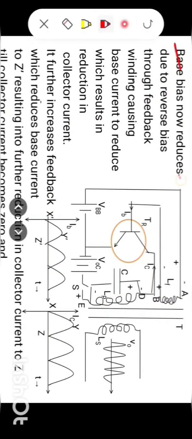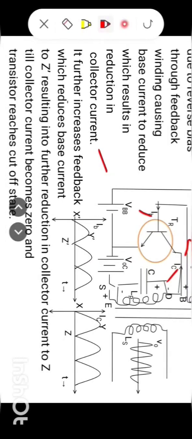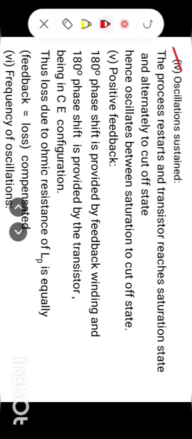Base bias now reduces due to reverse bias through the feedback winding, causing base current to reduce, which results in reduction of collector current. It further increases feedback, which reduces base current to Z dash, resulting in further reduction in collector current to Z, till collector current becomes 0. Transistor reaches cutoff state.